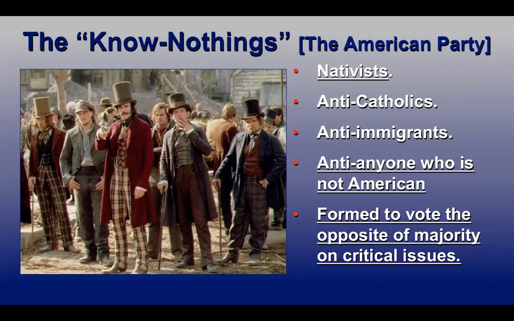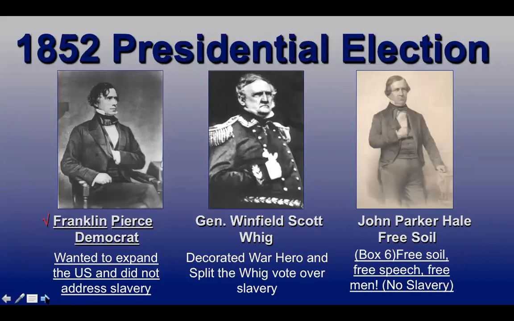Another new political party was the Free Soil Party. So looking at the presidential election of 1852, you have three big candidates. You have your two big political parties of the time period. You have the Democrats. Their candidate was Franklin Pierce right there.